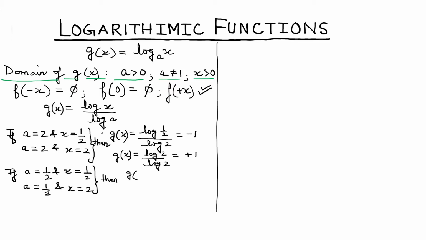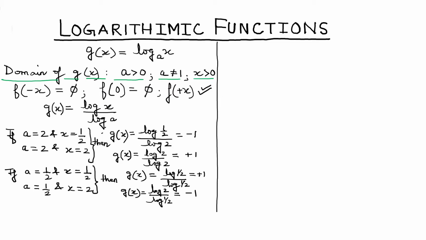So in the first case, gx will be log of half divided by log of half, which is nothing but plus 1. In the second case, the value of gx will be log of 2 divided by log of half, and by now we have realized that log of a positive proper fraction is negative. Okay, can I say that this is equal to minus 1?